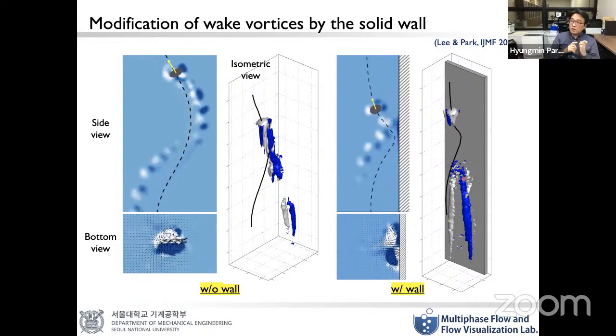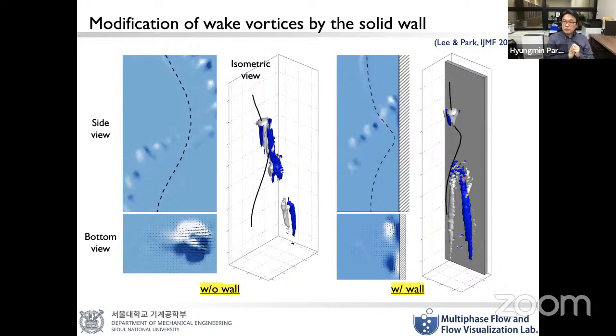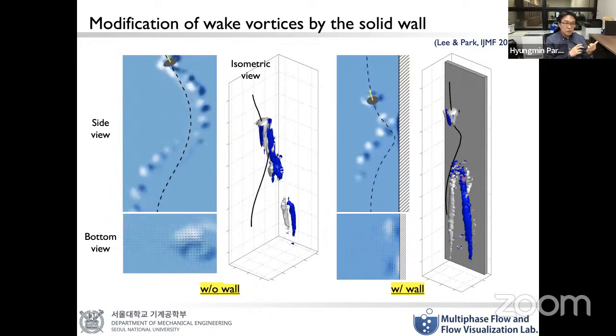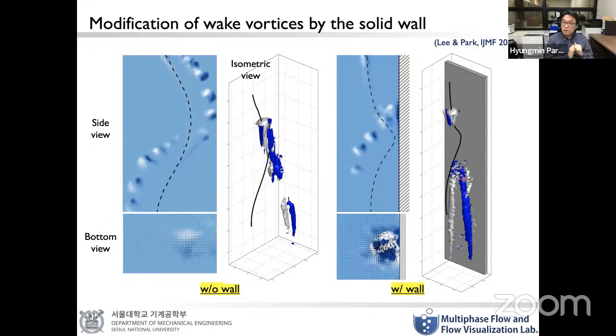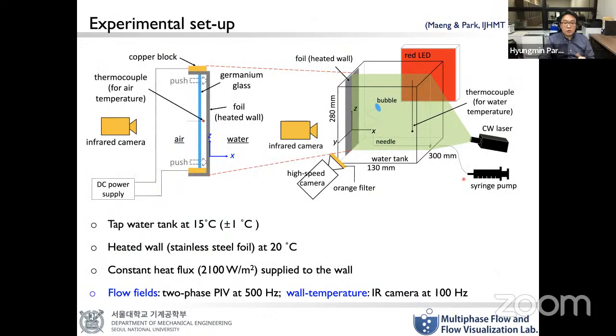So then our idea was how we can use this remaining molecular structure or strong fluid energy as a tool to enhance the heat transfer. That was our main idea. To confirm that idea, we did some experiments with a tank with tap water, as shown here.